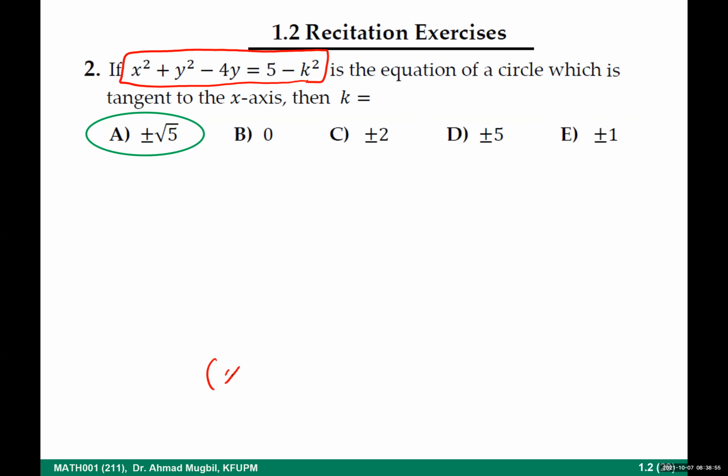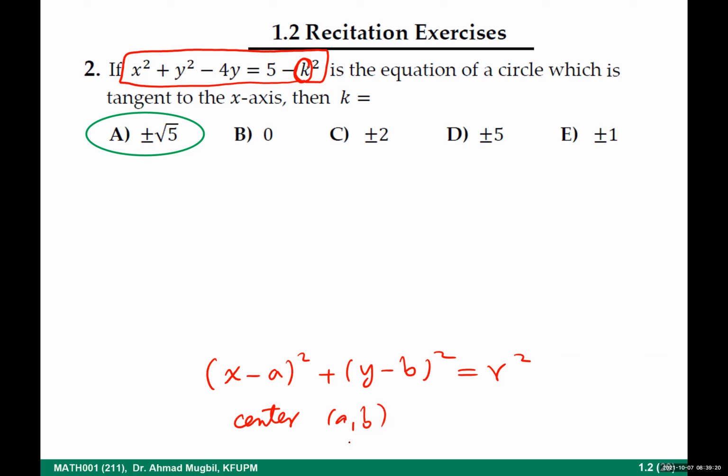The standard form is this: x minus h all squared plus y minus k all squared equals r squared. But k here is used for another purpose. This k is not the same as this k. So what I suggest is to use other letters like A and B. So the center here is A and B.